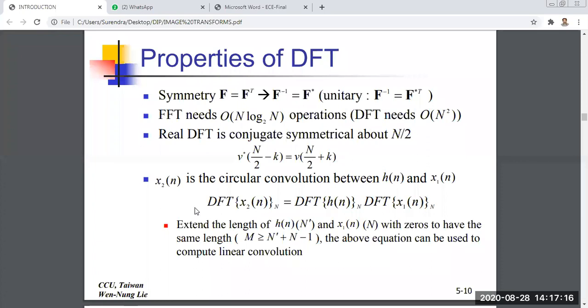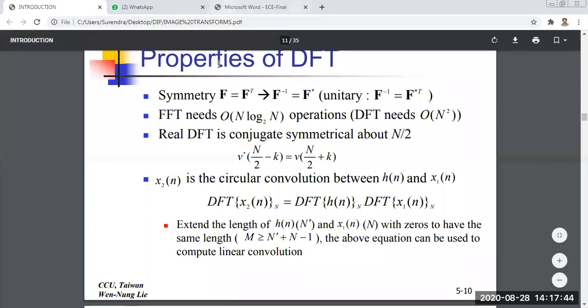Next, the circular convolution between two signals. Let us consider we have two signals, h of n and x of n. And remember, n indicates discrete, t means continuous. So now we are in discrete, so we are using the notation h of n, x1 of n. For suppose h of n is your system response function.